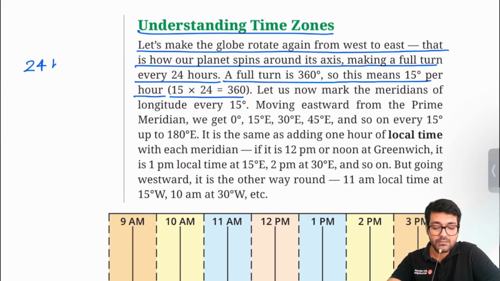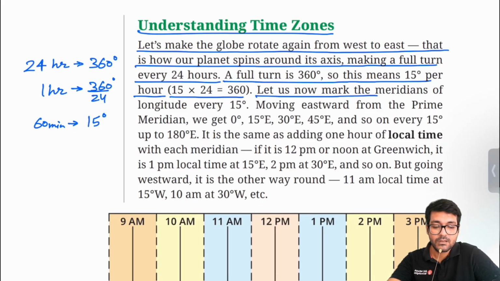Earth completes one rotation, that is 360 degrees, in 24 hours. Then in 1 hour, it will rotate 360 degrees upon 24. That is, in 60 minutes, Earth will rotate 15 degrees.